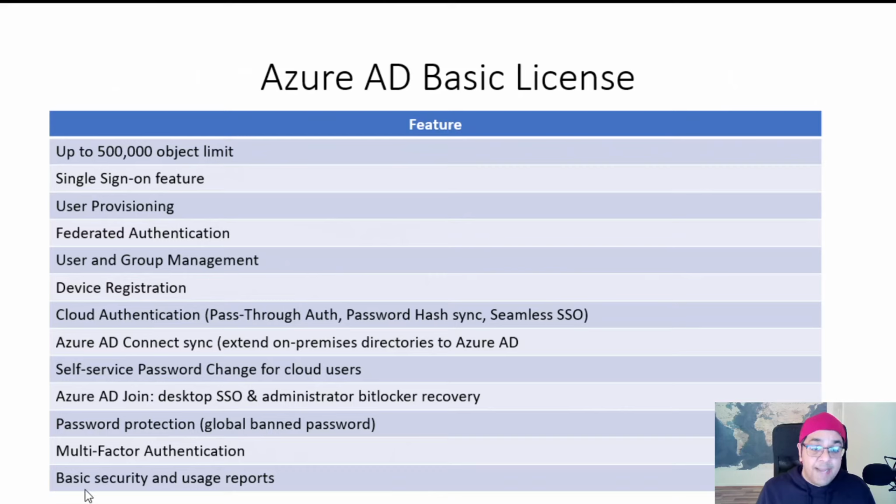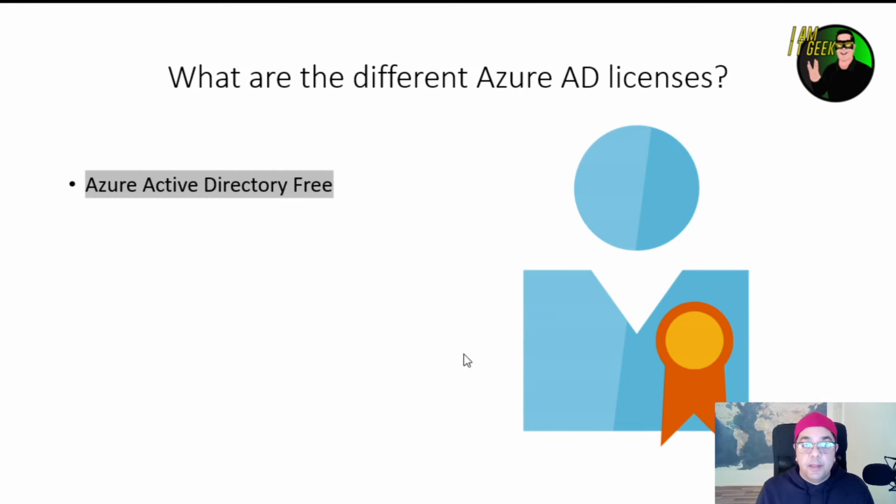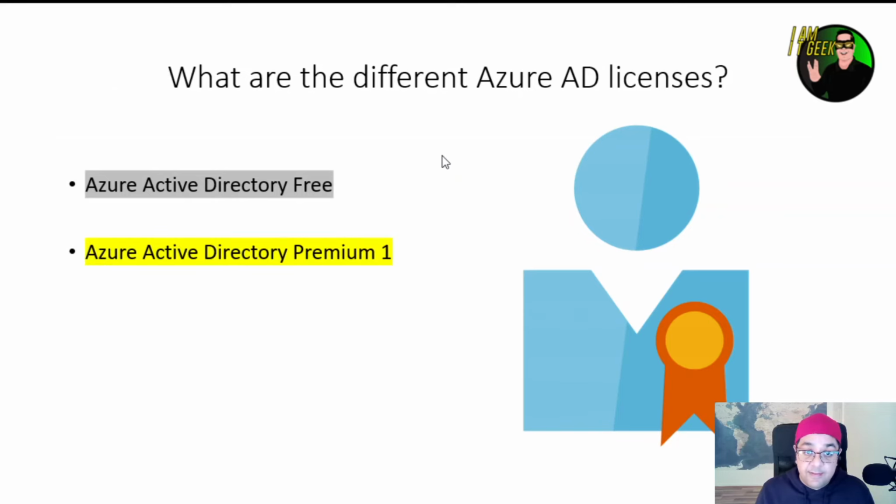And you get some basic security and usage reports. Again, these are very, very basic. There's not tons of detail in there. If you do want more granular reports, you have to go with a different license, which I'll be explaining shortly. So that's covered the free license that you get with Azure AD, the Azure AD basic license.